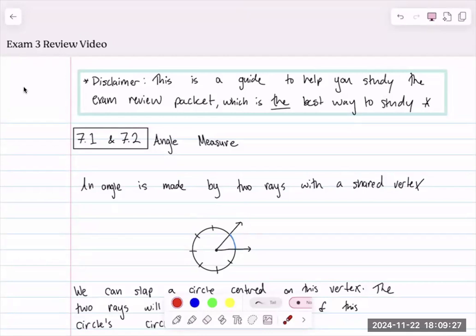Before we start, similar disclaimer to the Exam 2 review video, this is a guide to help you study the review packet. That's the best way to study. Okay, other than that, I'm just going to jump right into it.